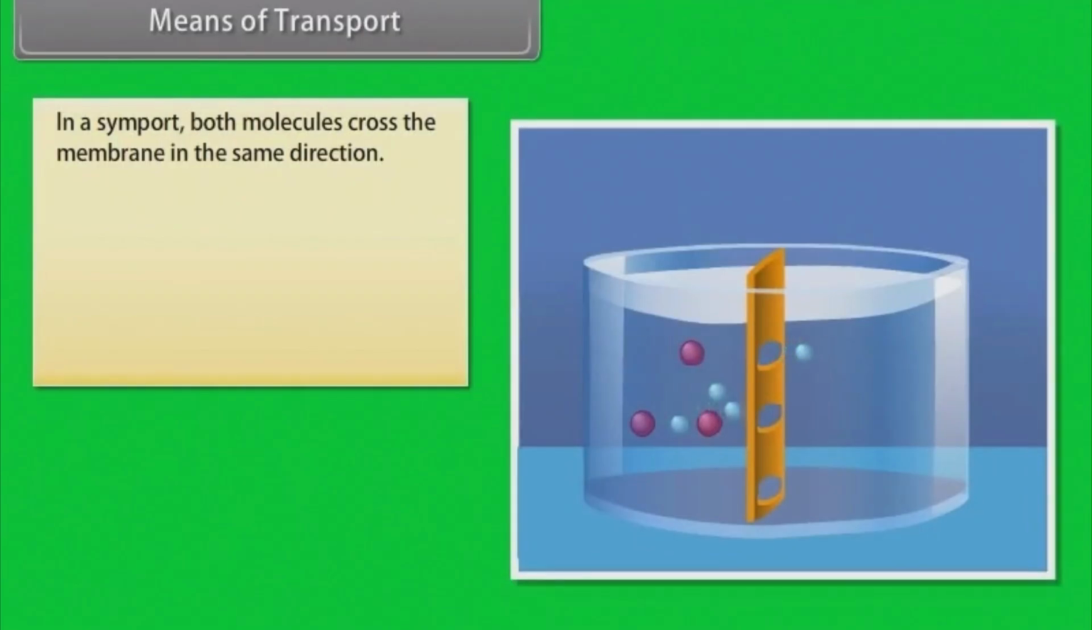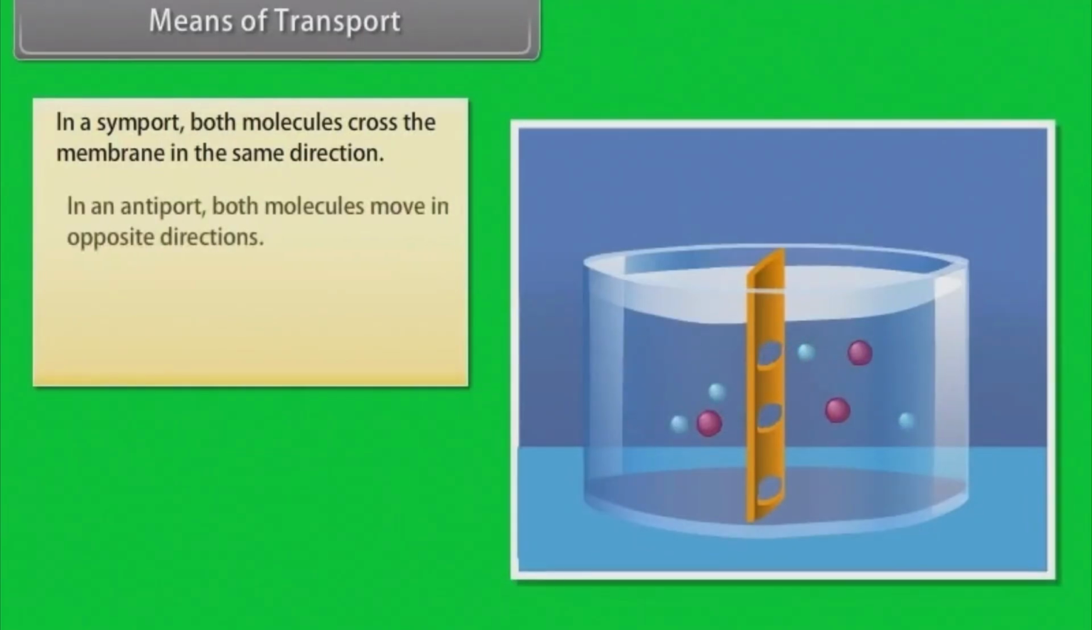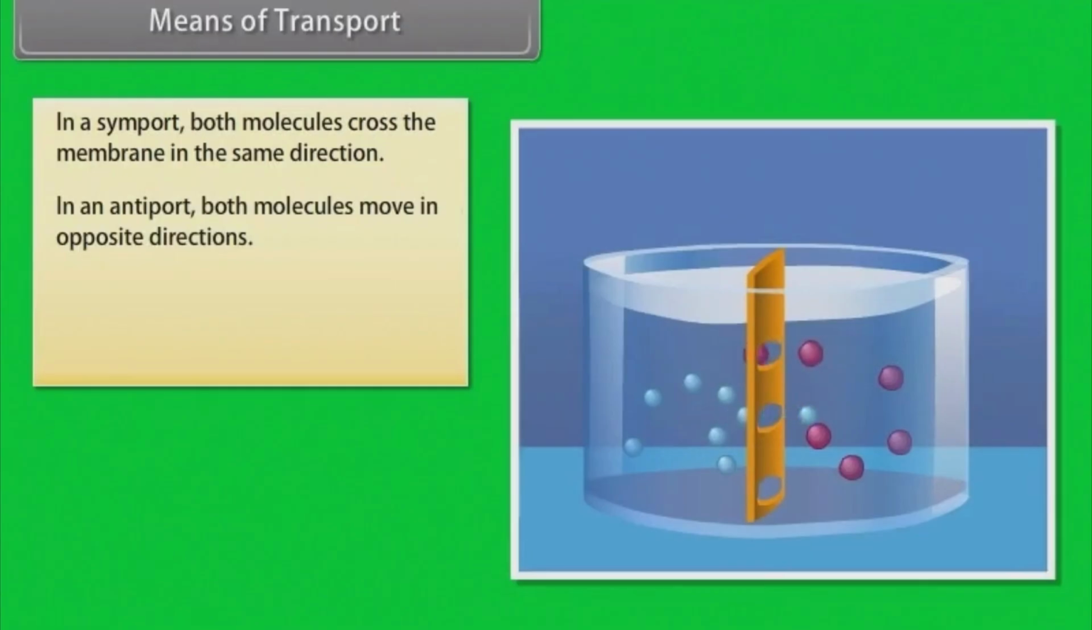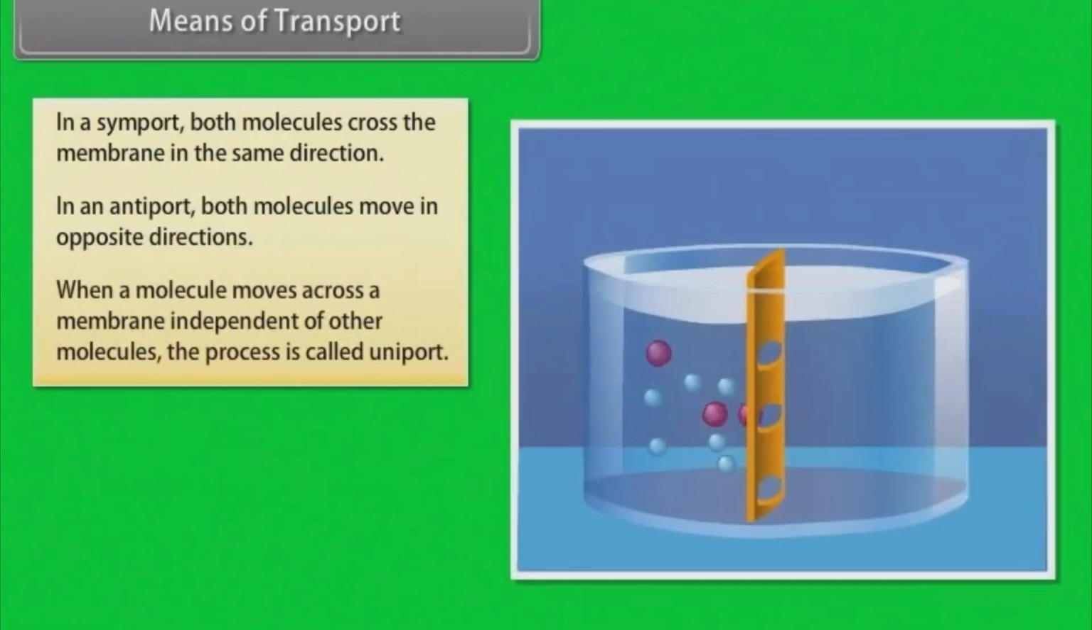Some carrier or transport proteins allow diffusion only if 2 types of molecules move together. In a symport, both molecules cross the membrane in the same direction. In an antiport, they move in opposite directions. When a molecule moves across a membrane, independent of other molecules, the process is called uniport.